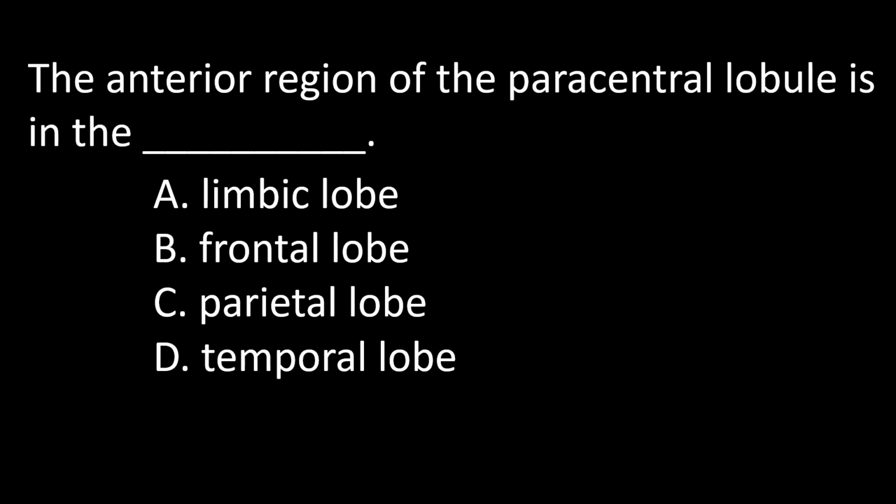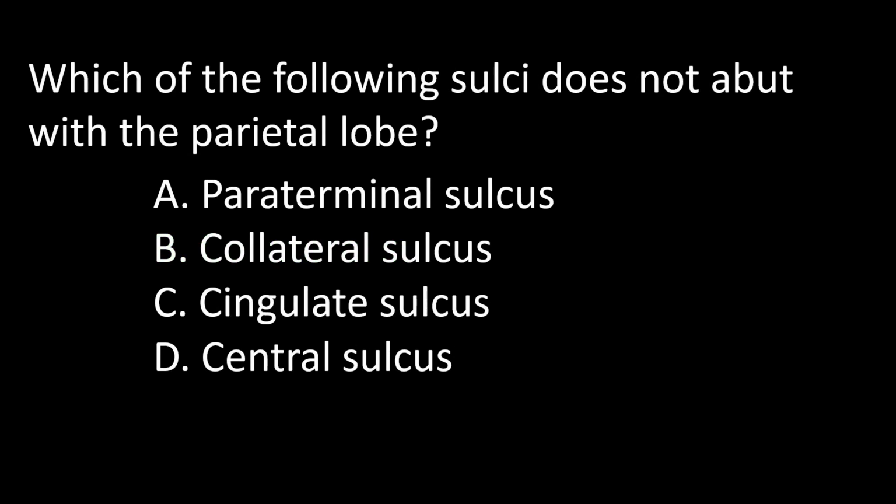So the answer to this question is B. Next question. Which of the following sulci do not abut with the parietal lobe? A. Paraterminal sulcus, B. Collateral sulcus, C. Cingulate sulcus, D. Central sulcus.